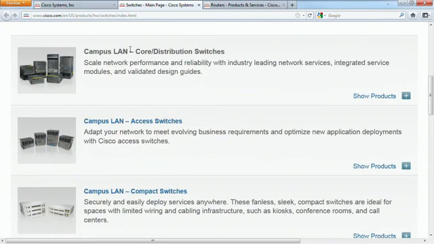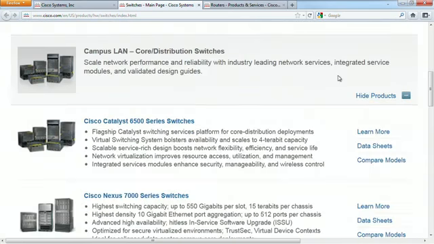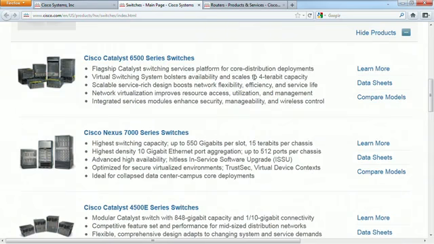Now, if we were to look at the specific models, in the case of the core and distribution, this is where you would find their most popular model of switches, which is the 6500, or the Catalyst 6500. This one's been around for a long, long time. As you can see, it says they're the flagship Catalyst switching platform.